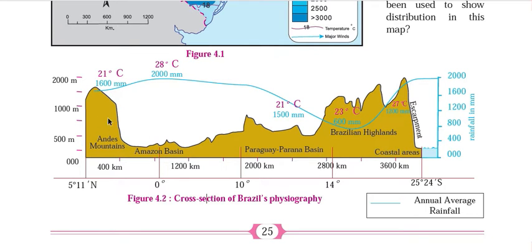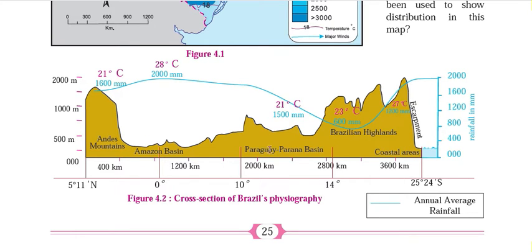In the western part of Brazil you will find the Andes mountain, which has an average height of up to 1500 to 1600 meter from mean sea level. Then you will find the Amazon basin. After that you will find the Paraguay Parana basin, and after that the Brazilian highland, and over here in the easternmost part of Brazil you will find the great escarpment and the very narrow coastal area, right? So in this way you will find different physiographic structures across this cross section. First the Andes mountain, which has the highest elevation from mean sea level. Then the Amazon basin, which has almost 0 to 200 meter average elevation.